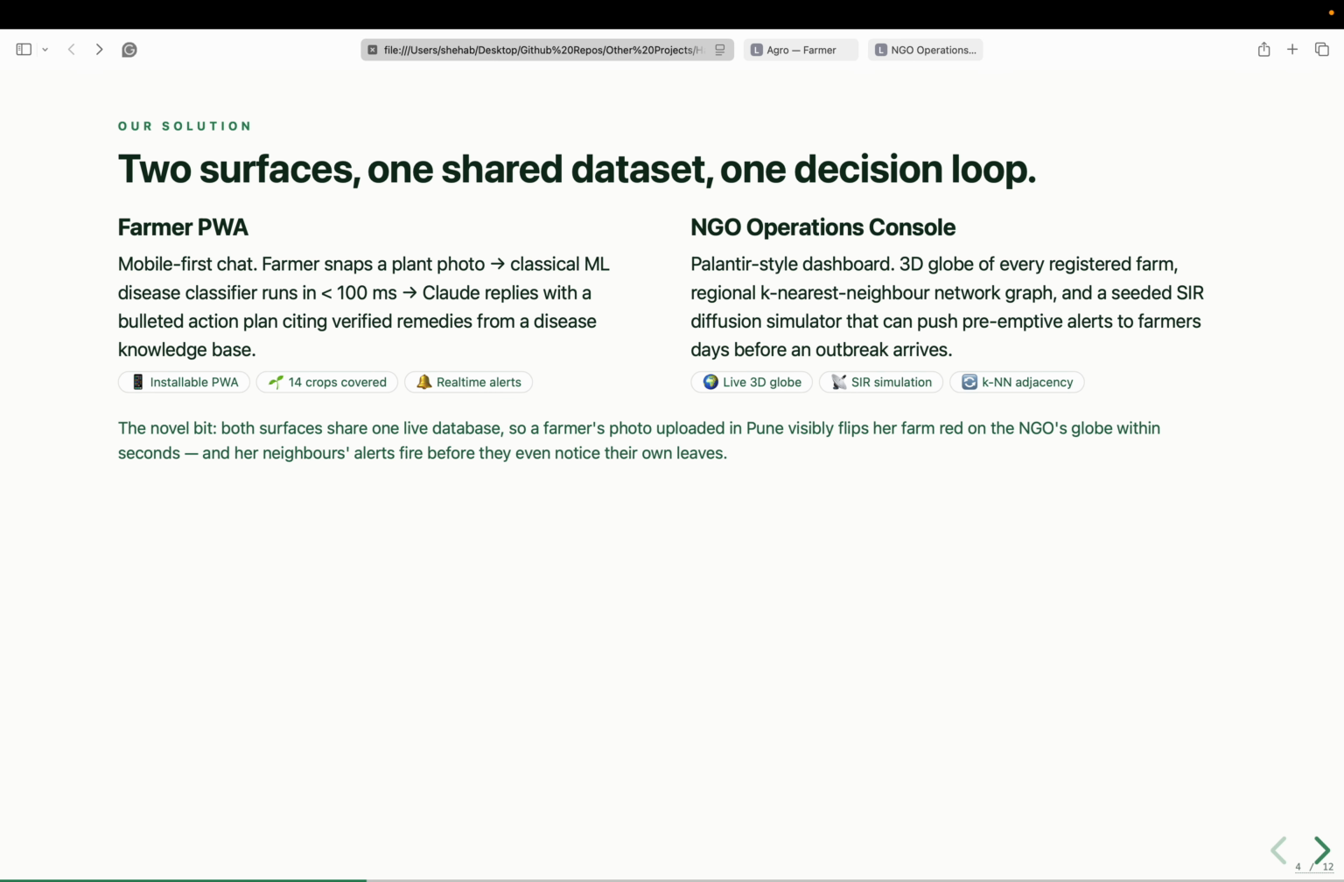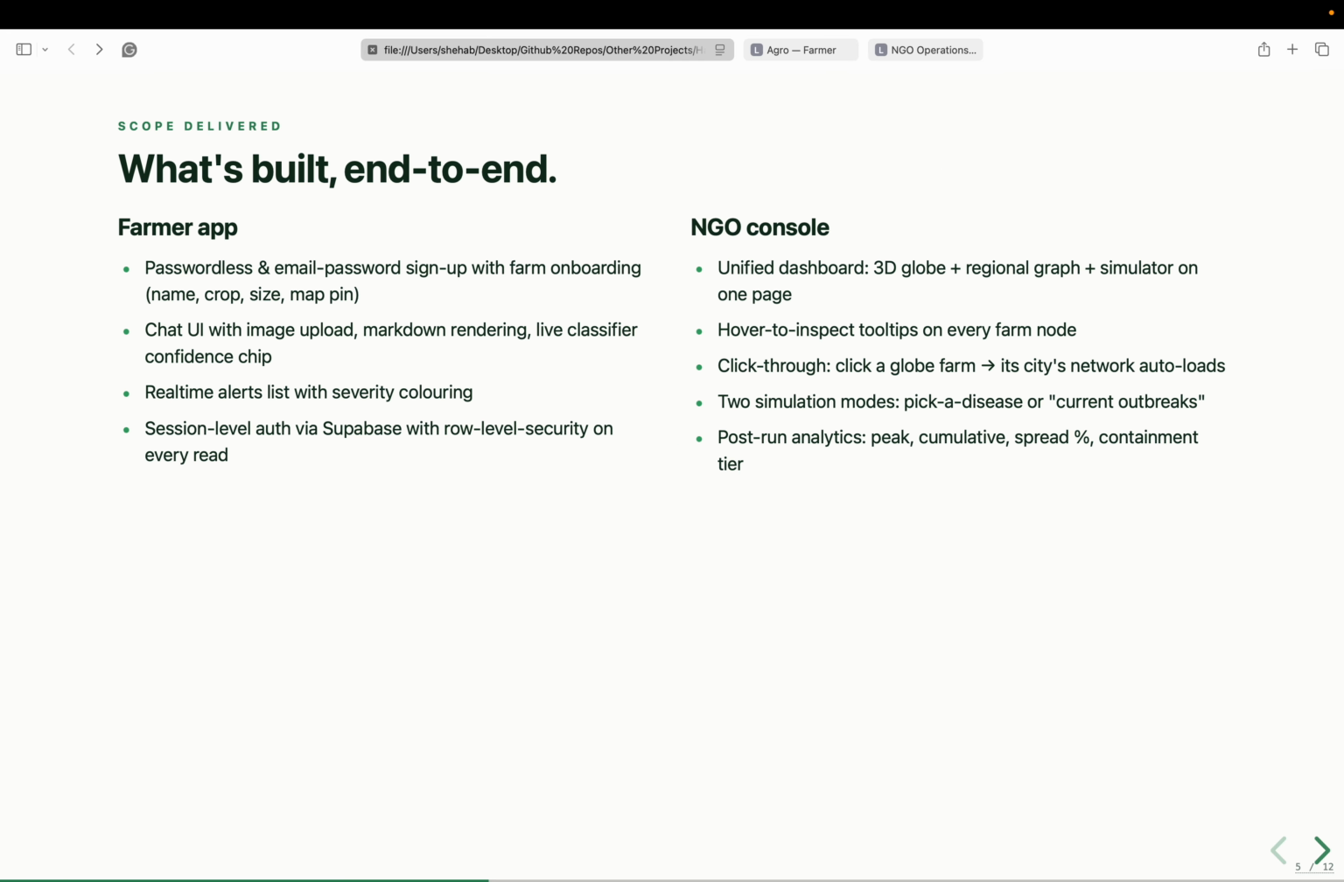We've built two solutions: a web application that is downloadable today that covers 14 different crops with our machine learning algorithm and gives them real-time alerts and insights into how fast disease might spread to their farms. We have an NGO operations console, which essentially shows a 3D globe of all the farms that are partnered with Agro, and we're able to run simulations as well as see the spread of diseases via these network simulations.